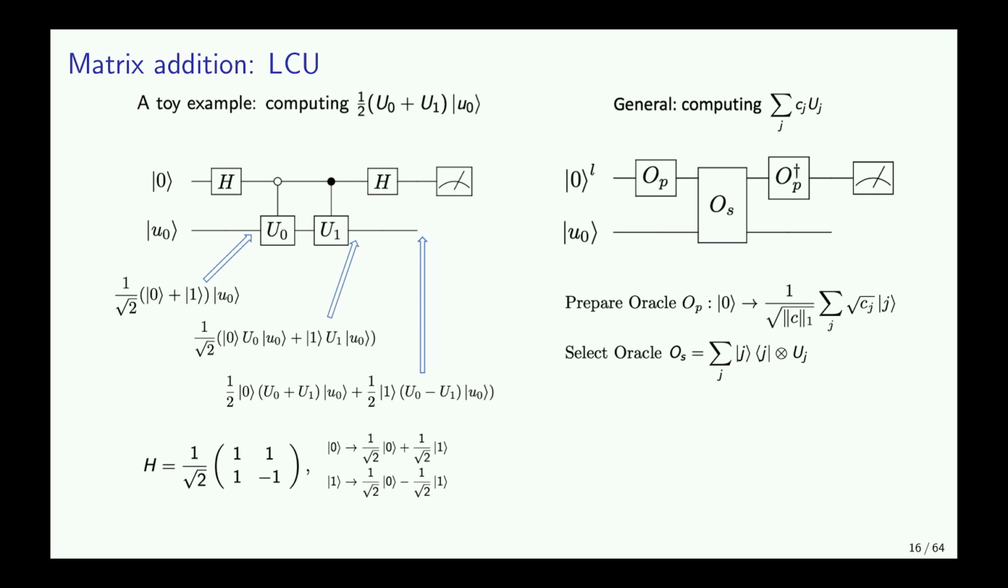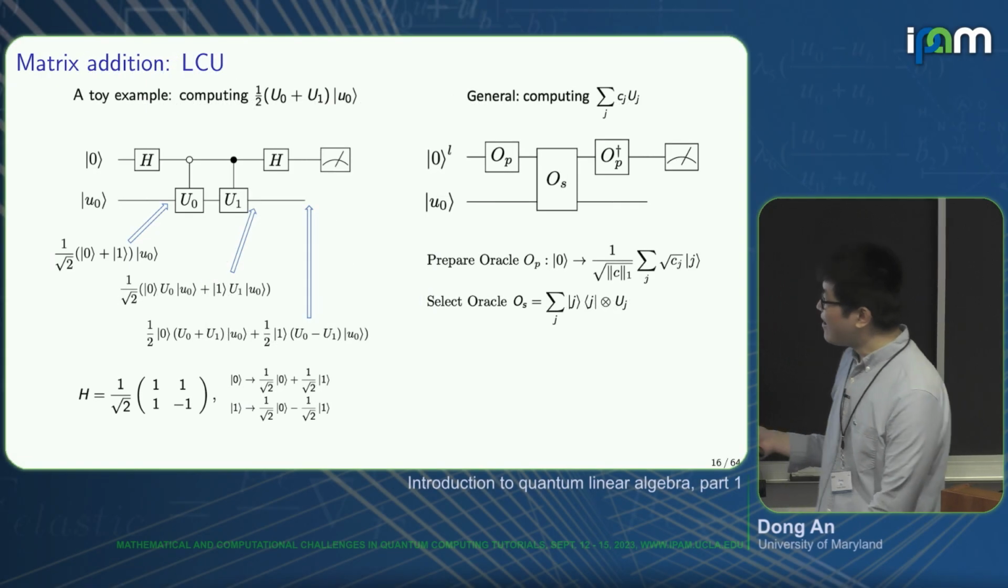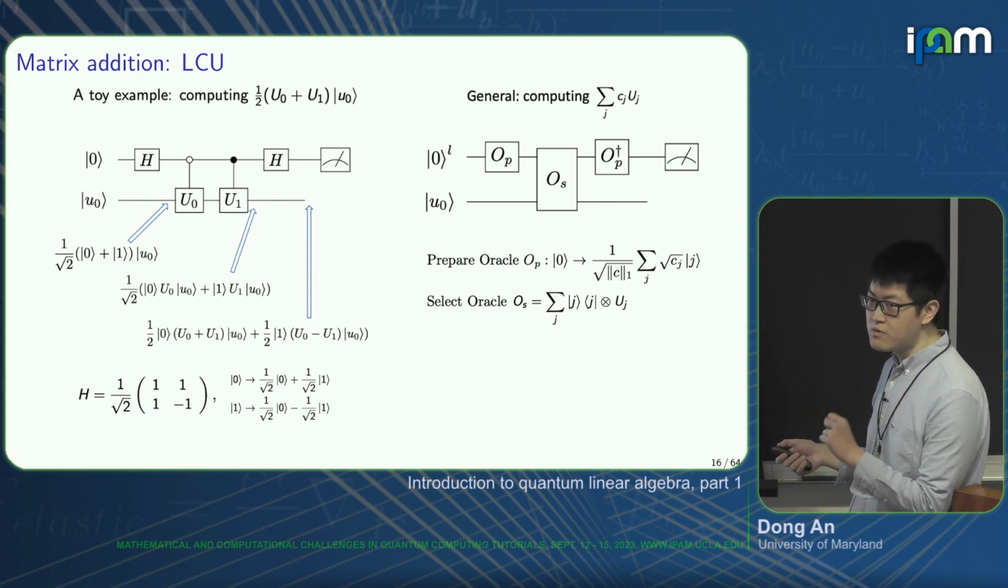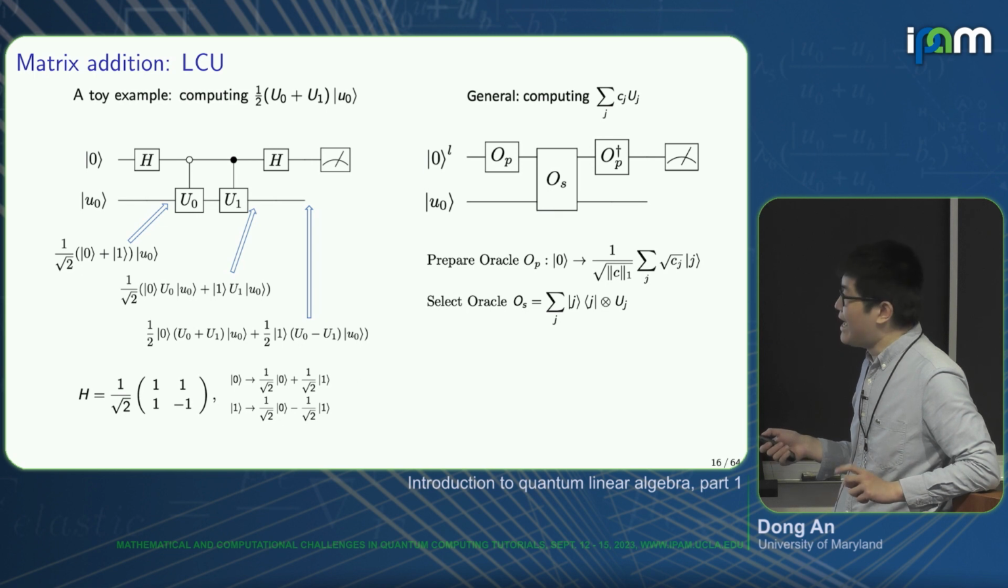That is, we have U0 and U1, and we want to compute half of the sum, the average of U0 and U1. So this is the algorithm. We have a quantum state U0, and then we use one more additional ancilla qubit, which is 0 right here.